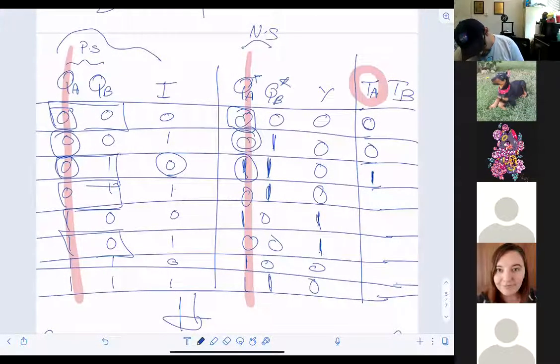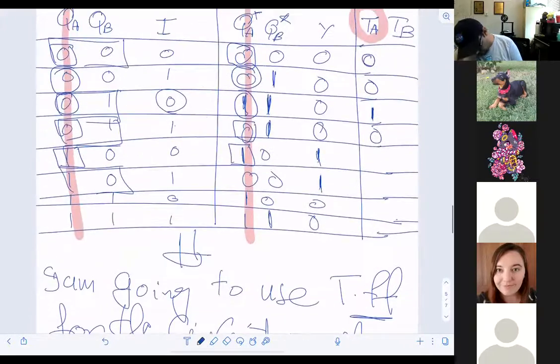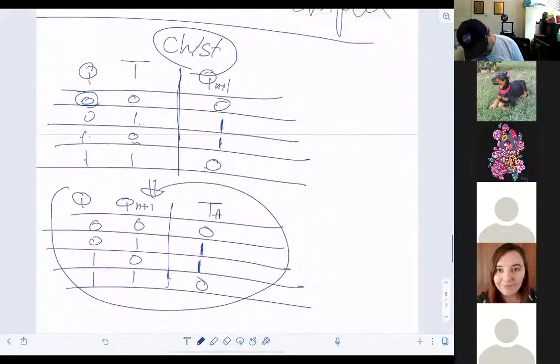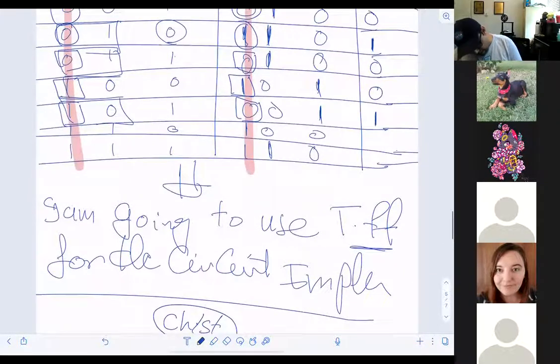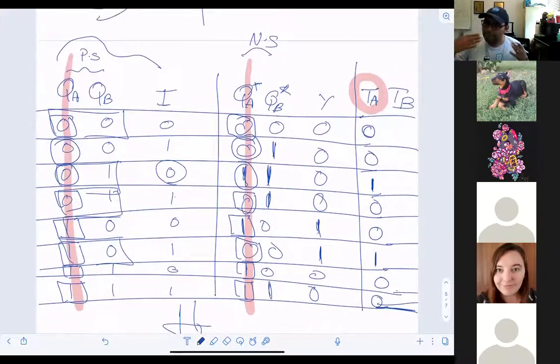Then 0, 0, 0. Then 1, 1. What is 1, 1? 0. Then 1, 0. 1, 0 is what? 1. Then 1, 1, 0. So what I did in front of you, I filled the excitation table of TA based on the information I got from the state table, which is coming from the finite state machine graph representation.